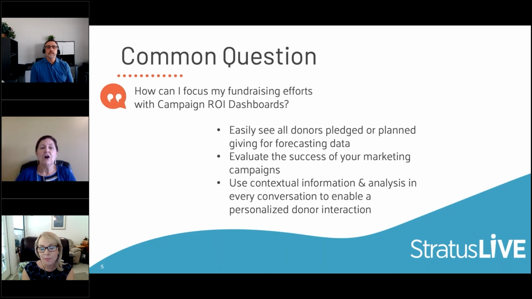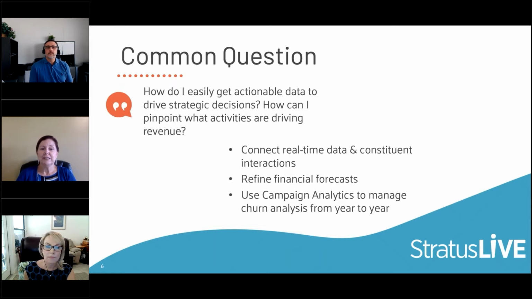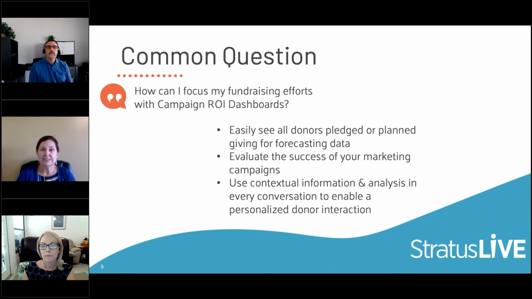Well, a campaign ROI dashboard gives you real-time information to help you manage your fundraising activity. You can easily see all pledged or planned giving for forecasting, as well as evaluating the success of your marketing campaigns. You can use the data analysis to enable a personalized donor interaction and make them feel more recognized and more connected to your mission. Campaign ROI dashboards give you the actionable intel that you need to maximize your fundraising efforts.